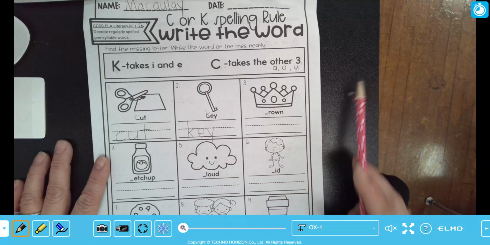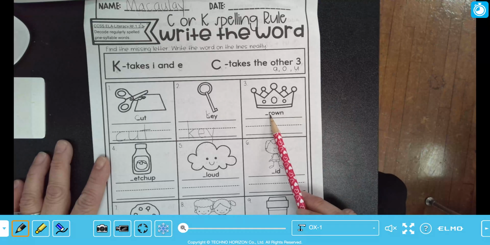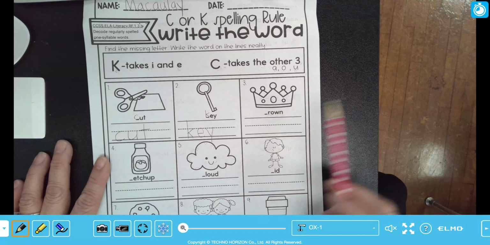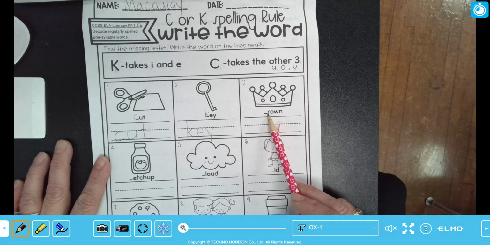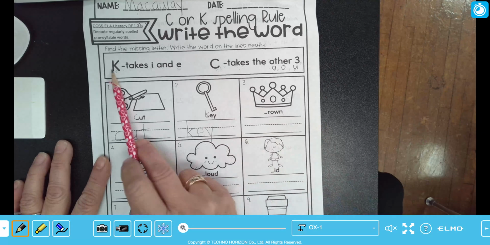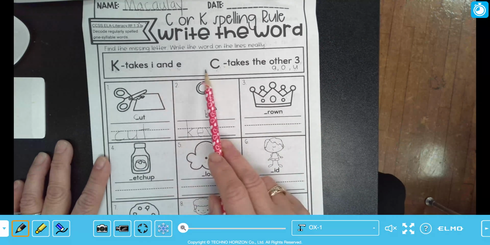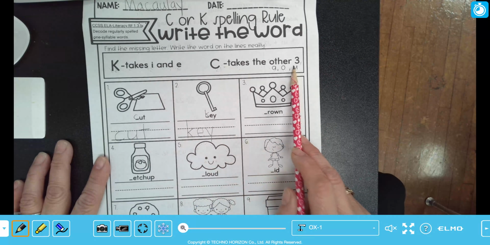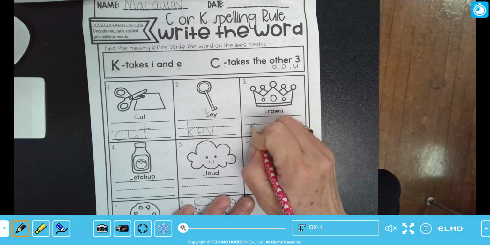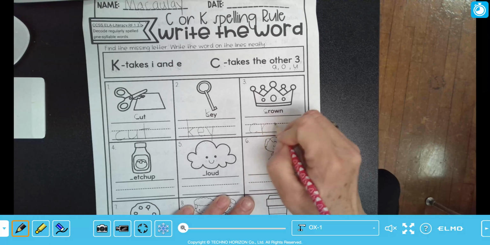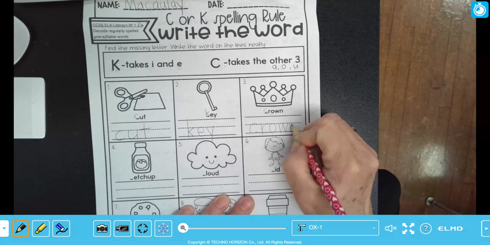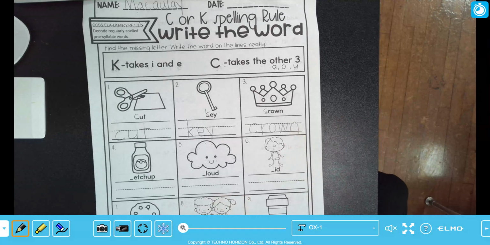Uh-oh, I know what you're thinking. Look at that. There's an R next to it. There's no vowel here. The R is not a vowel. So whenever there's another consonant next to it, it's got to be C. Okay? K only takes I and E. All the others have to be with a C. So let's put a C here for crown. Okay, go ahead and write that down.